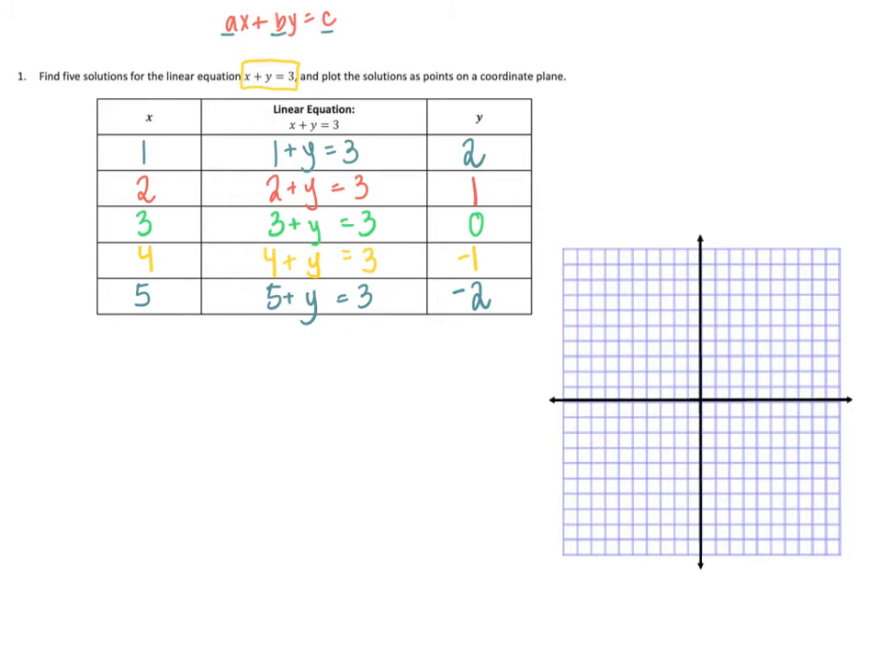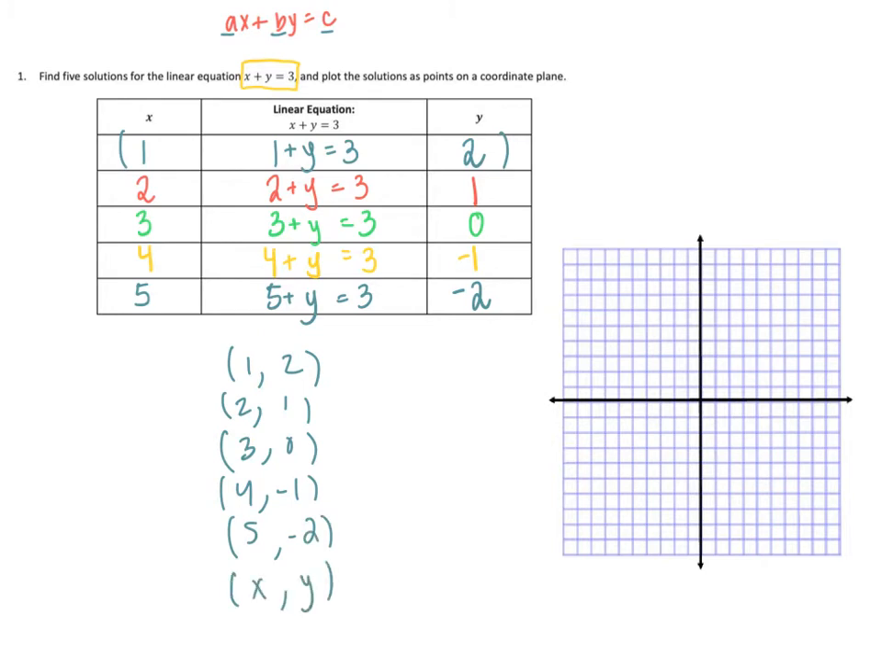So here are your ordered pairs. You have your x and your y. So we first are going to graph 1, 2. Then we're going to graph 2, 1. And then 3, 0, 4, negative 1, and 5, negative 2.